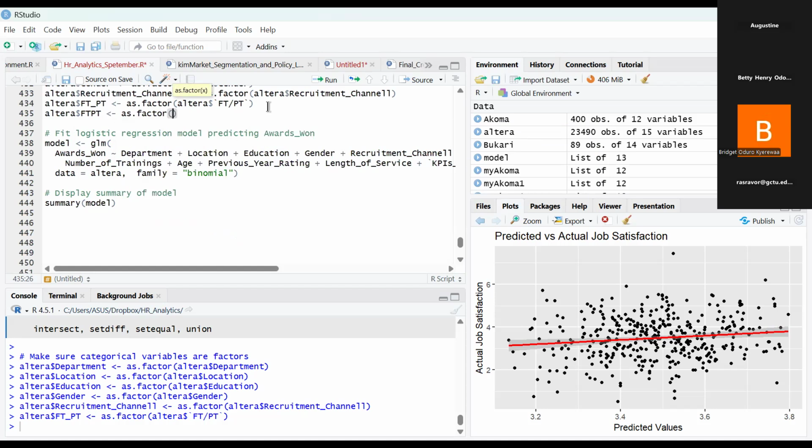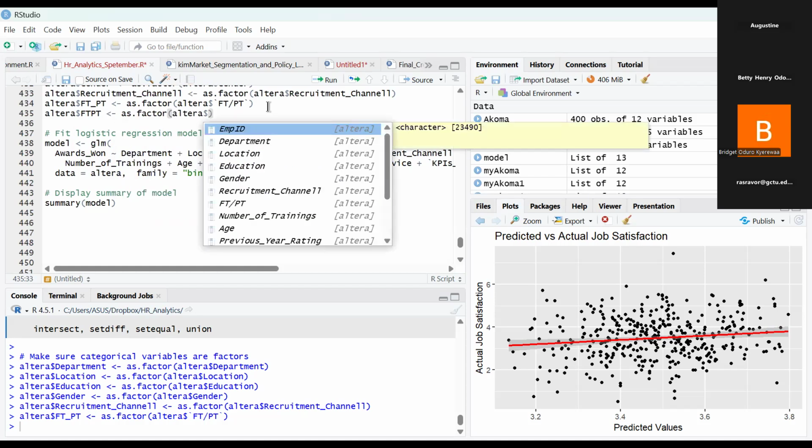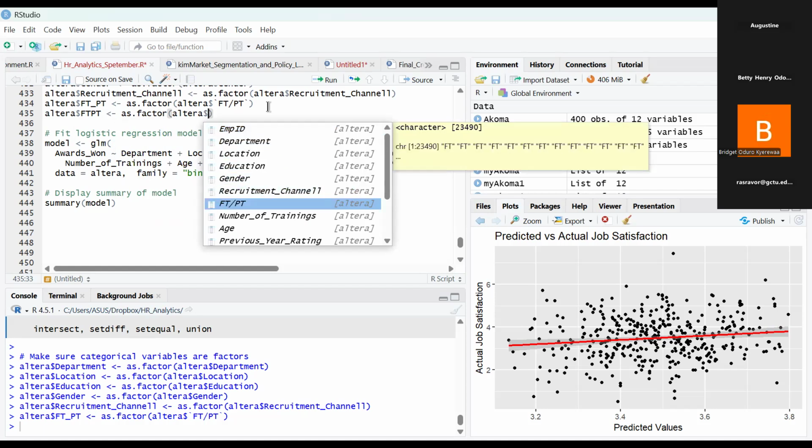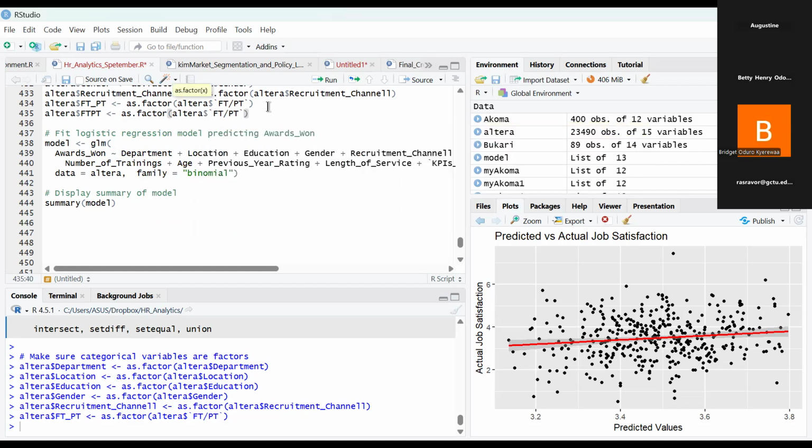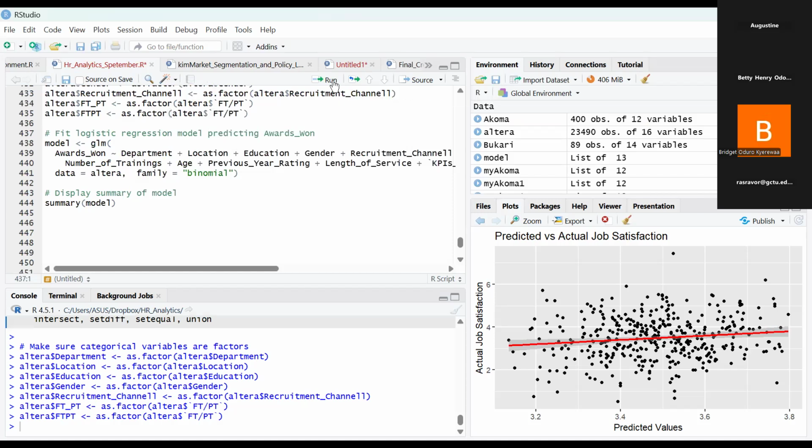Are you okay? Wherever you had a problem that is indicated below, then you just do Altera $. Look for the variable which is causing the problem. If this is the one causing the problem, just click on it. Then when you are done, run it. You won't get the error. So please try it. For example, what Betty sent to me is because she's having a problem with the FT. So Betty, use the route I showed you and you'll be fine.